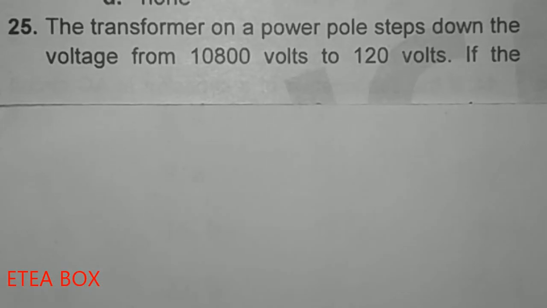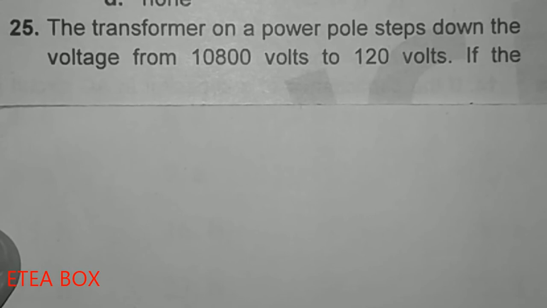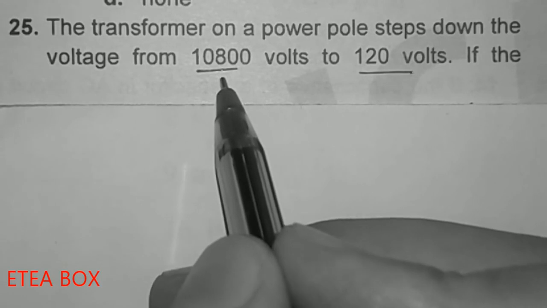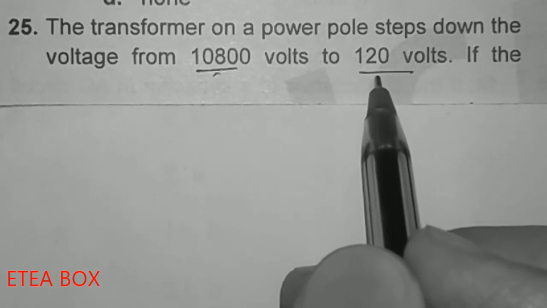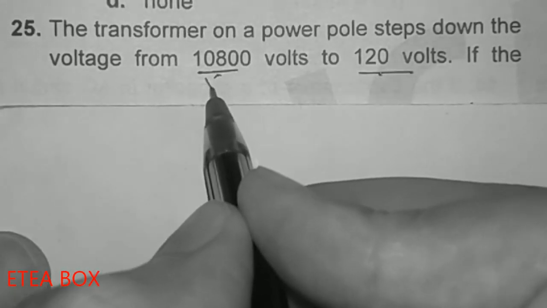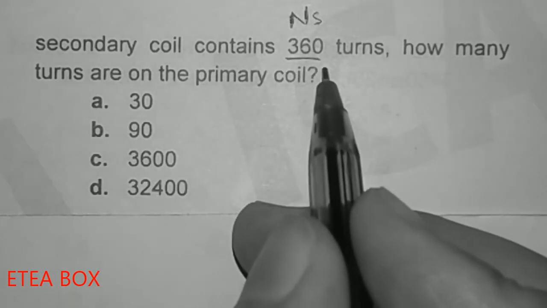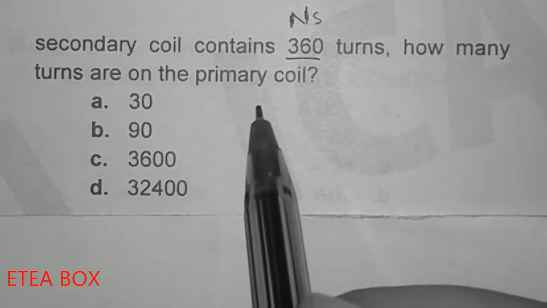Question 25. The transformer on a power pole steps down the voltage from 10,800 volt to 120 volt. Now there is a transformer that steps down the voltage from this to this. The voltage in the primary coil is this one, and the voltage in the secondary coil is this one. This is Vp and this one is Vs. Now if the secondary coil contains 360 turns, Ns is 360. How many turns are on the primary coil? Now we have to find the Np.